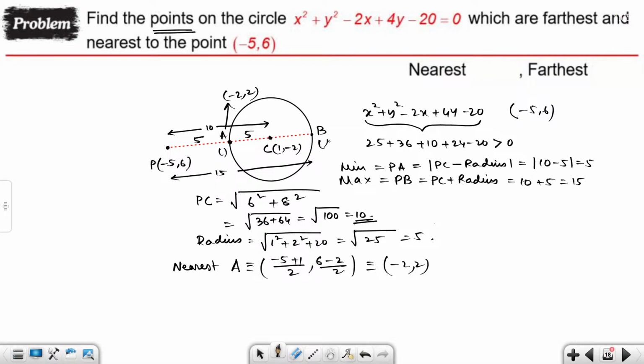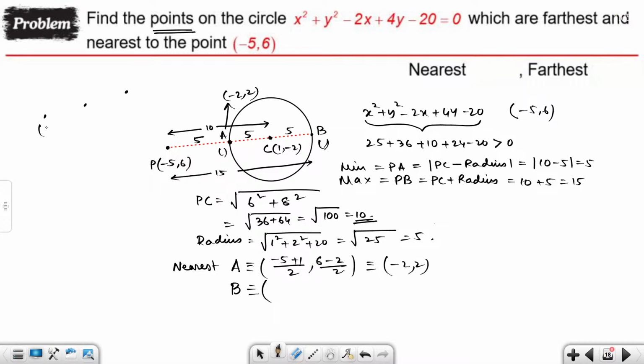Now, we know A, we know C. So we can easily find out the coordinate of B. Because again, C is the midpoint of AB, as C is the center and AB is the diameter. So this length is also 5. So now we can find out B. How to find that? We all know a shortcut formula. Let me just tell you, because you have to remember this.